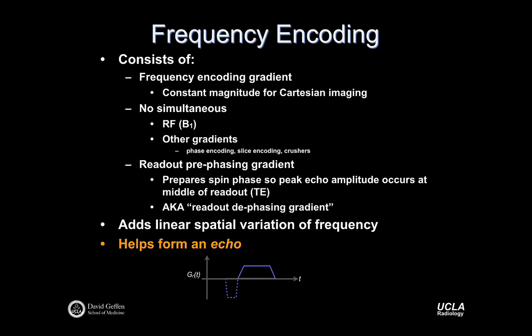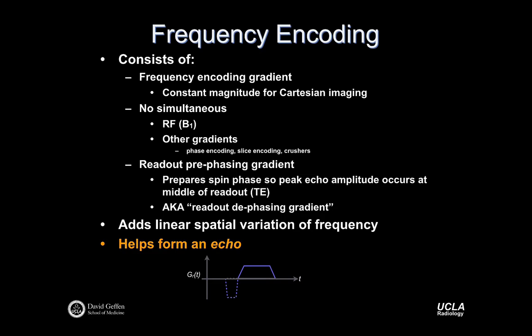For the frequency encoding gradient, there's going to be this readout pre-phasing gradient. And there's different ways to think about this. You saw this in the gradient echo lecture. It effectively prepares the spin phase so the peak amplitude occurs at the middle of the readout, or at the echo time. There are, as with all things, some ways that we can slightly change that, but for the most part, it's going to give us peak echo amplitude at the middle of the readout plateau. So right smack in the middle of this readout would be the highest amplitude signal that we record. That's sometimes called the readout dephasing gradient because you're dephasing the system before reading out, specifically so that it comes back into phase at a time you care about, which is the echo time.